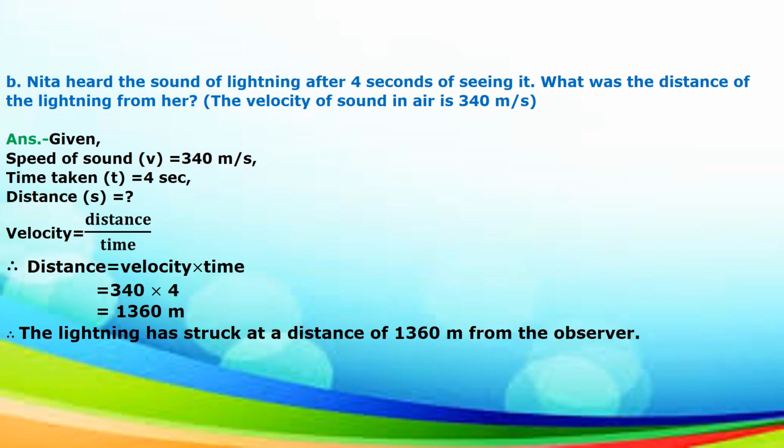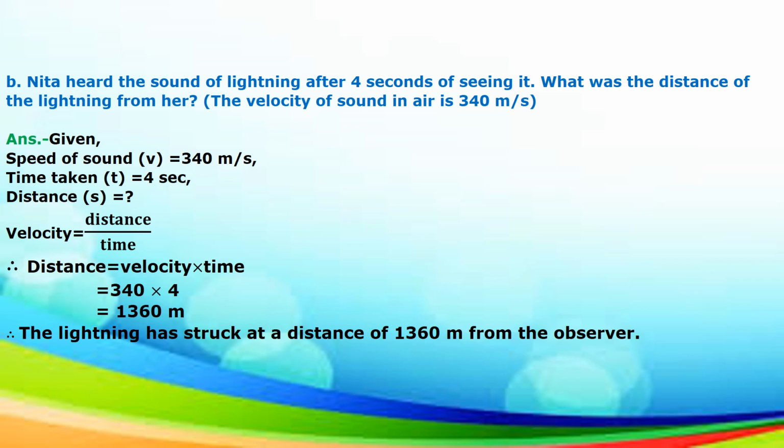Now second example: Nita heard the sound of lightning after 4 seconds of seeing it. What was the distance of the lightning from her? The velocity of sound in air is given as 340 meter per second. So first of all we will write given things. Speed of sound, that is small v, is equal to 340 meter per second. Time taken, small t, is equal to 4 seconds. Now distance, small s, is equal to question mark.